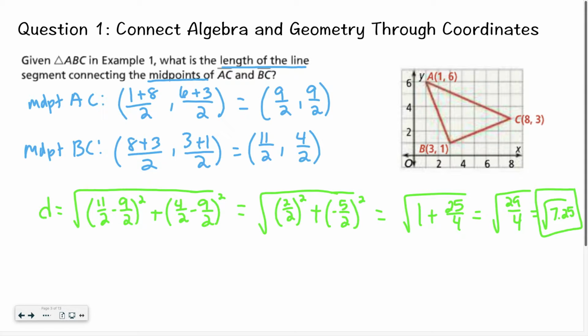Hopefully for your answer, you ended up with the square root of 7.25. But if you did not get the square root of 7.25, and you said instead 2.69, that is also a correct answer, okay?